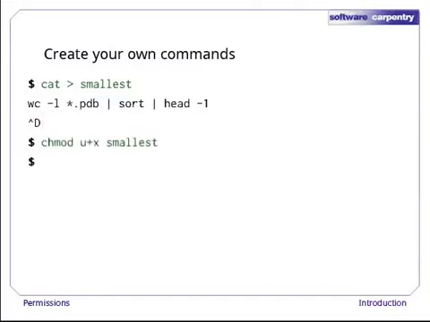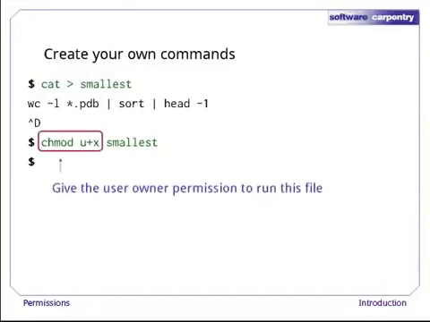Now that our commands are in the file, let's give ourselves the right to run that file as a program by typing chmod u+x smallest. The argument u+x tells chmod to add execute permission for the user without changing anything else. We can use minus to subtract permissions as well if we want.